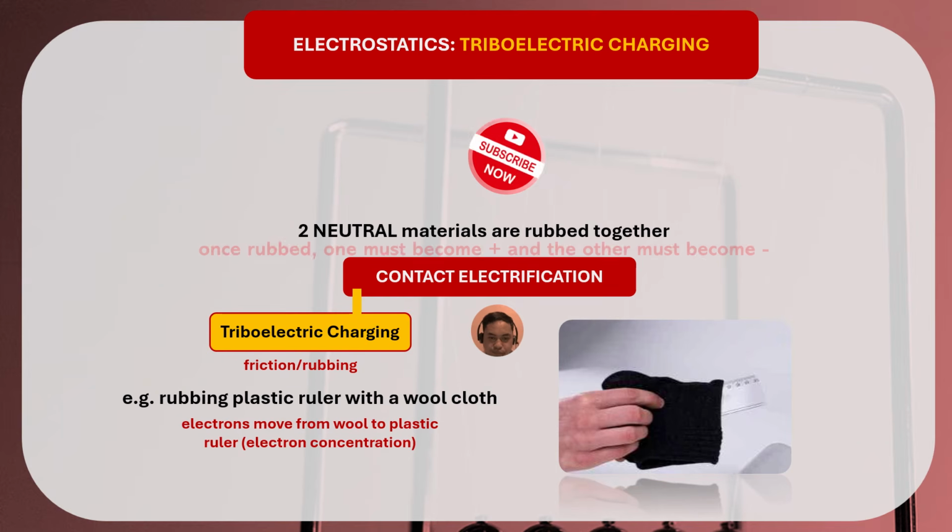Going back, two neutral materials are rubbed together, and then after rubbing, one must become positive and the other must become negative. Different charges will be the result of this triboelectric charging.